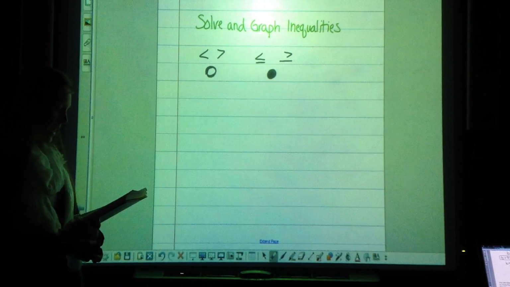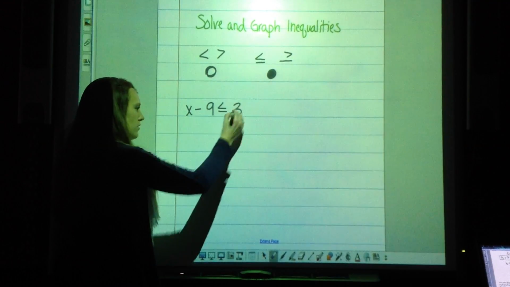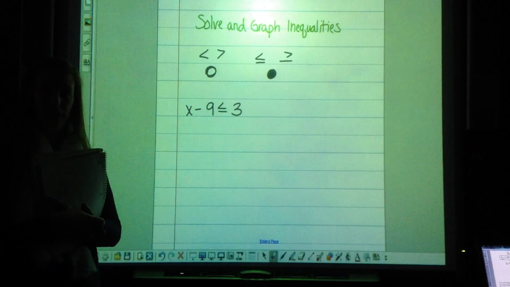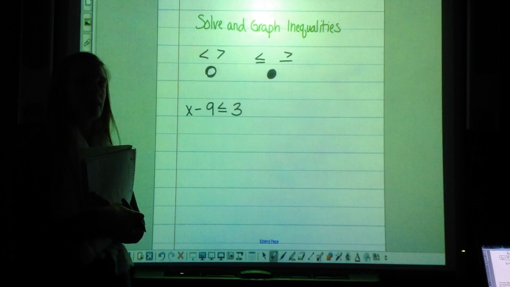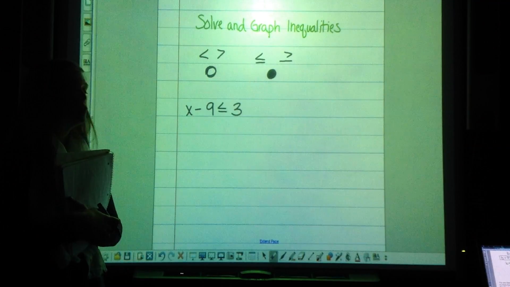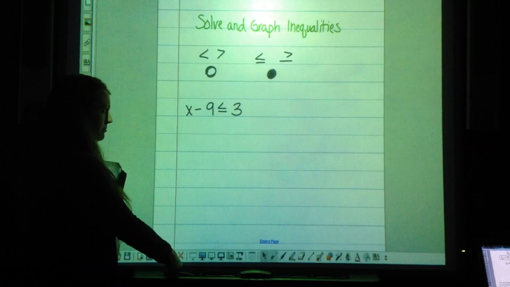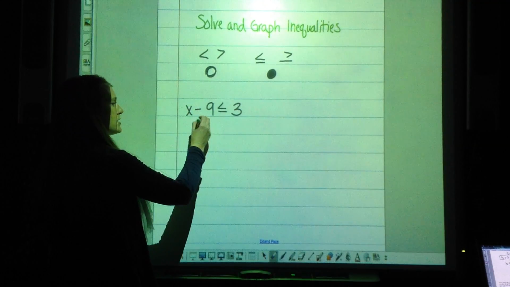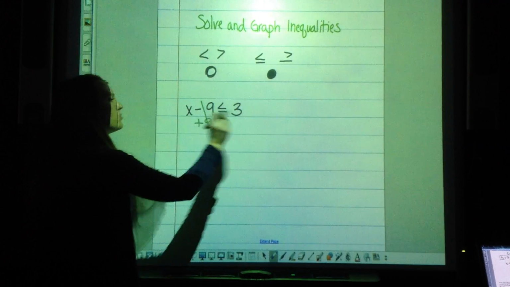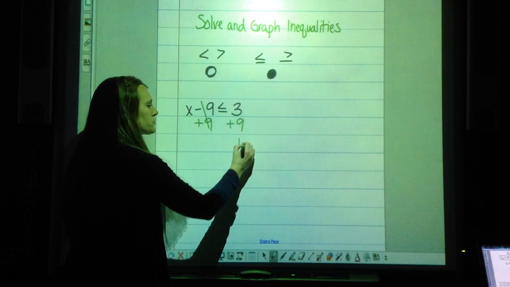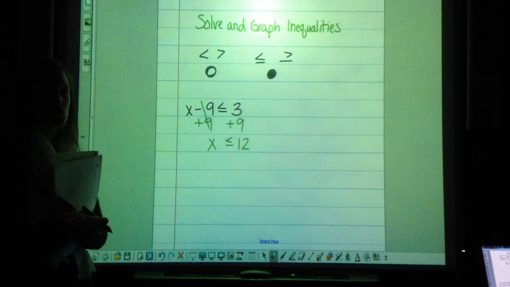Let's say we have x minus 9 is less than or equal to 3. Just like when we're solving equations, our goal is going to be to isolate the variable, or get x by itself on the left side of the inequality symbol. To do that, I'm going to use the inverse operation. Inverse operation means to use the opposite operation. So they're subtracting to get x by itself. I'm going to add. See how this becomes 0 on this side? Whatever I do to one side, I do to the other. So x is less than or equal to 12.